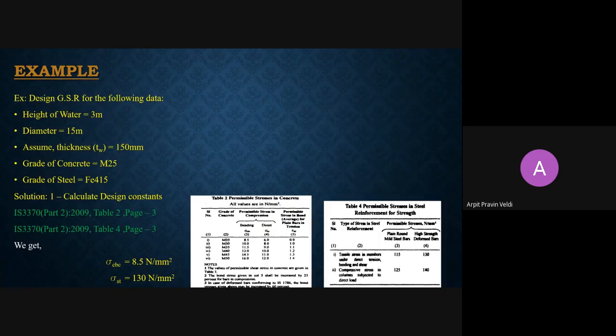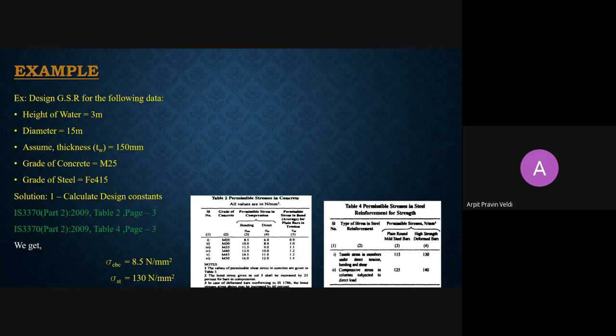We have taken an example. First, design a GSR for the following data where the height of water is 3 meter, diameter is 15 meter. We have assumed thickness of wall equal to 150 mm, grade of concrete and steel are M25 and Fe415 respectively. First, we will calculate design constants.